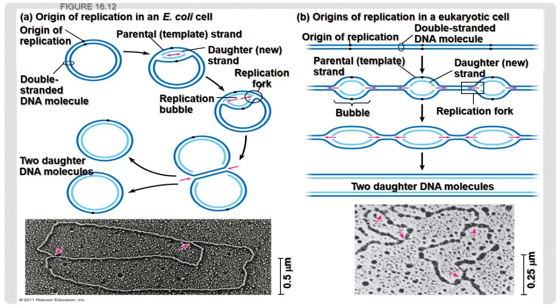And in a eukaryote, since there's so much more DNA and the DNA is linear rather than circular, then you may have multiple origins of replication. So we have multiple bubbles, and over time we're going to get 2 daughter DNA molecules. And so you see the micrographs of the bacterial genome and the eukaryotic genome showing basically what we're showing in the diagrams here.